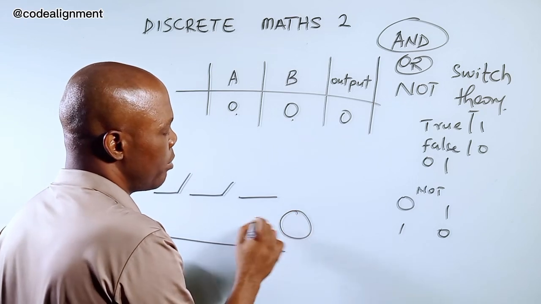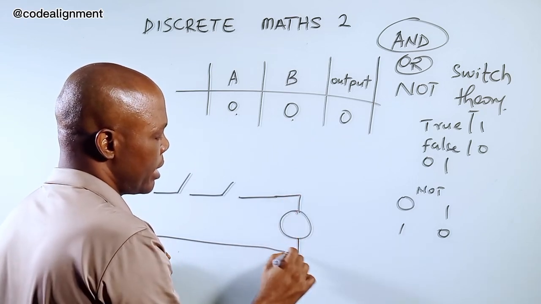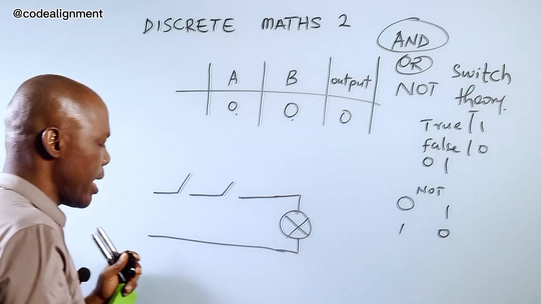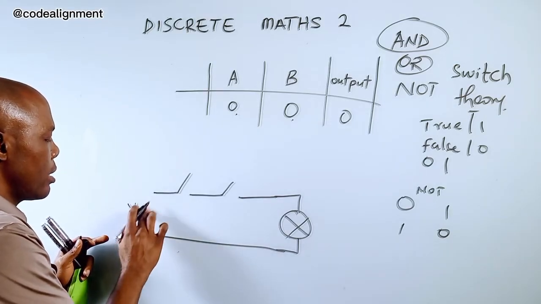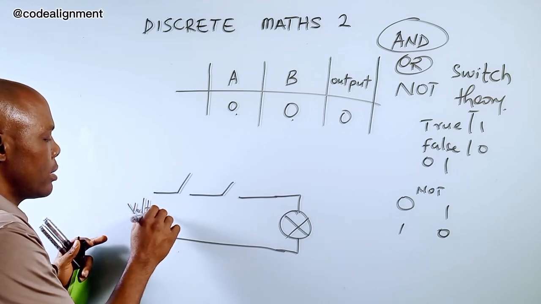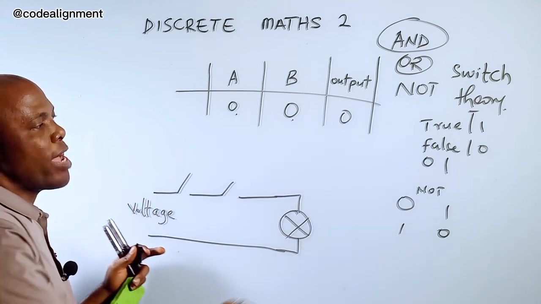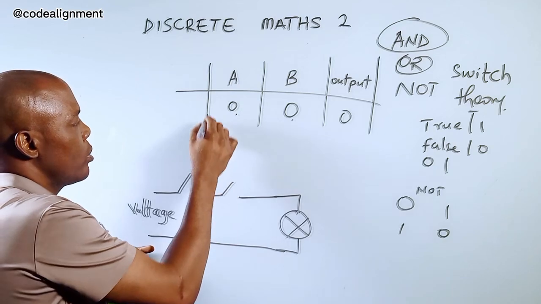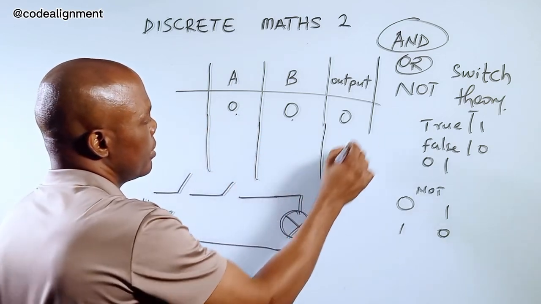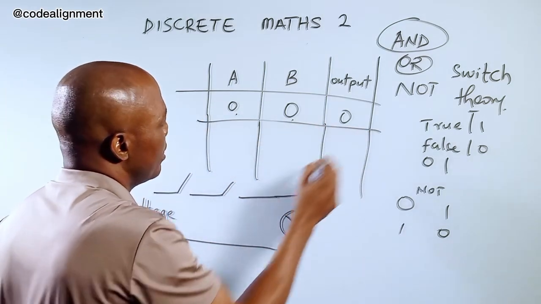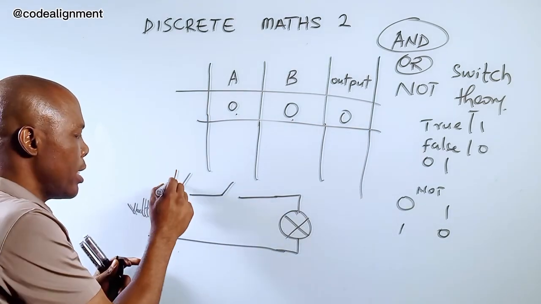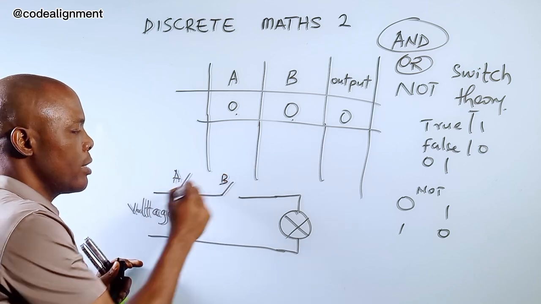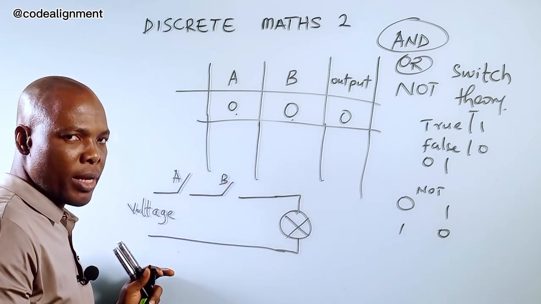So let's say this is my bulb. Then I have this, and then I have this. So this is my bulb, right? And then this is my voltage. So how am I going to achieve AND? AND is saying the two conditions must be true. So this is A, and then this is B, before this bulb can come on.